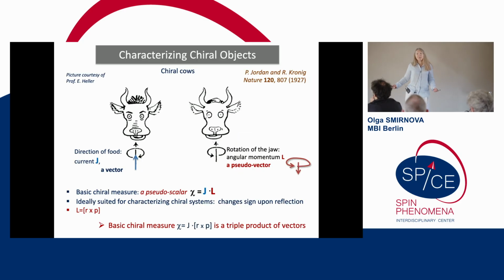So, as I'm starting a new topic of a chiral molecule, let me introduce my favorite, absolute favorite chiral object, and this is the cow. So what makes cows chiral?